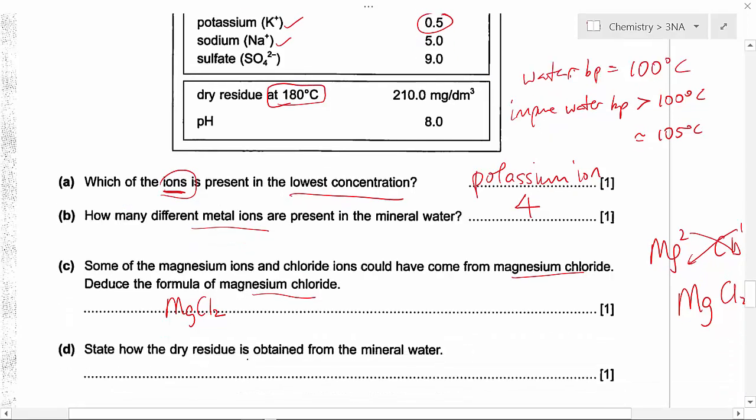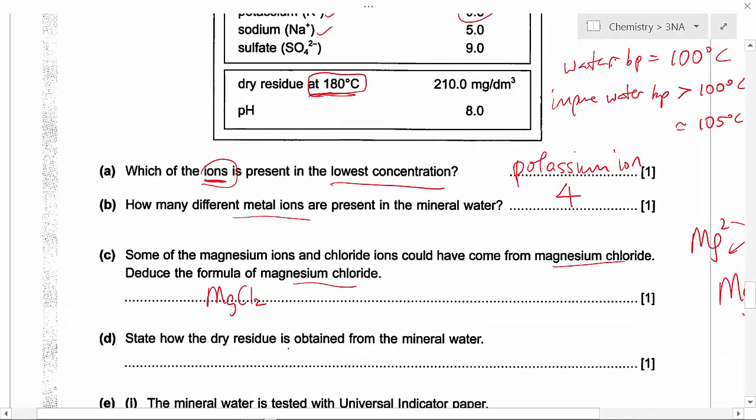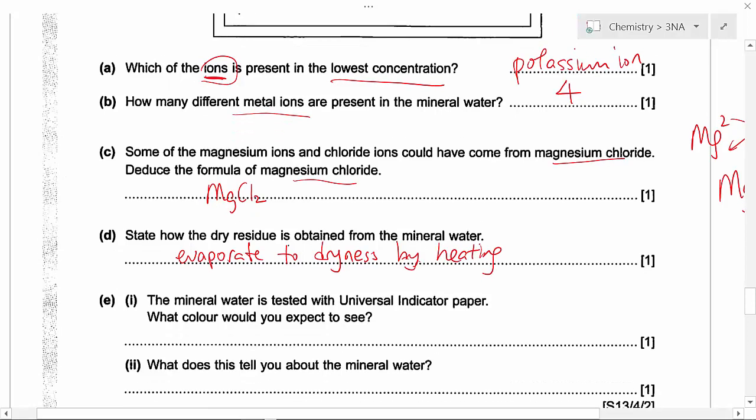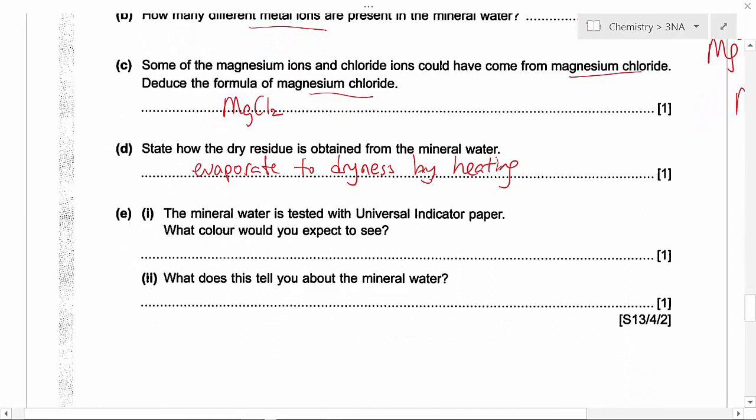Alright. So this dry residue at 180 degrees, I give you a hint, means you are heated until dryness. So it's evaporate to dryness by heating. If you don't heat, how do you get 180 degrees? So you just heat directly, heat until it is dry. Right, next one. Mineral water is tested using the universal indicator, and what color do we expect to see?